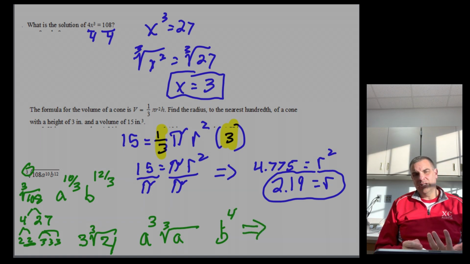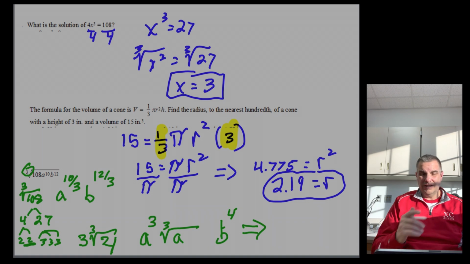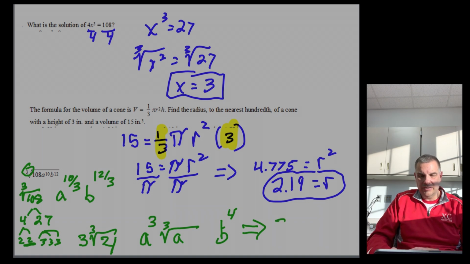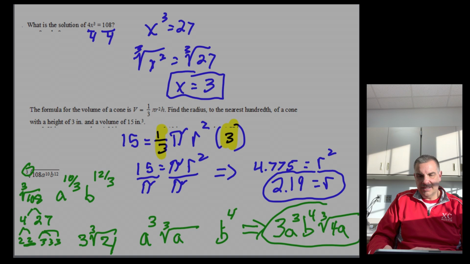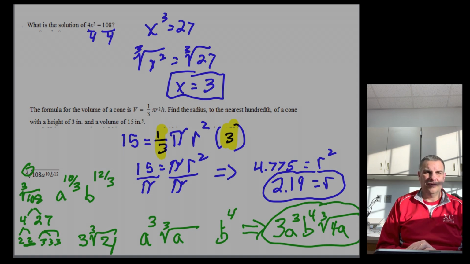So now when we write the solution to this, we write what's outside and we just combine it. So we've got a 3 on the outside. We've got an a cubed on the outside. We've got a b to the 4th on the outside. And then you put what's underneath, which in this case is 4a. And that's our solution for this question. And we're done.